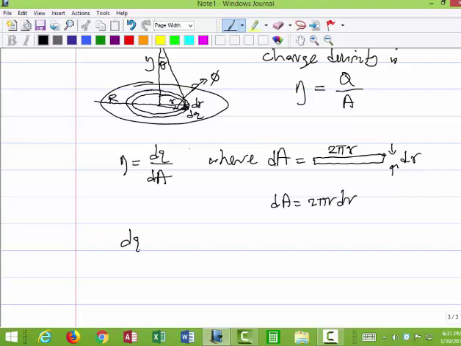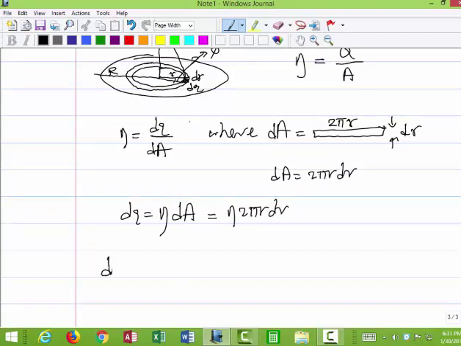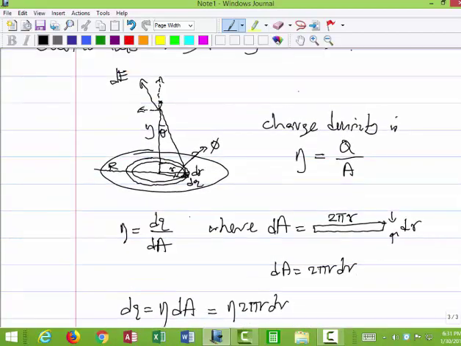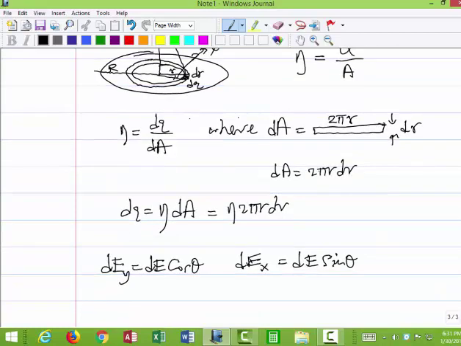So dq is equal to eta dA, which can be written as eta times 2 pi r dr. So that is our dq that we shall use in our integral. So our electric field dE along the y-axis is dE cosine theta again, and dE along the x-axis is equal to dE sine theta. So the x-axis is this component here, and this is the y-axis again. So x is dE sine theta, y is dE cosine theta.